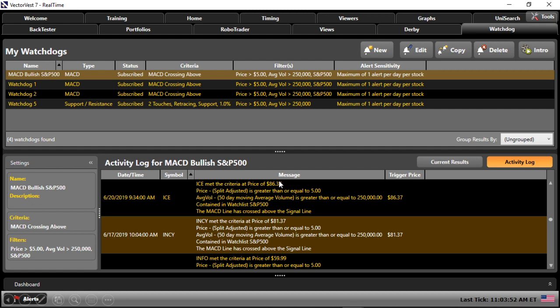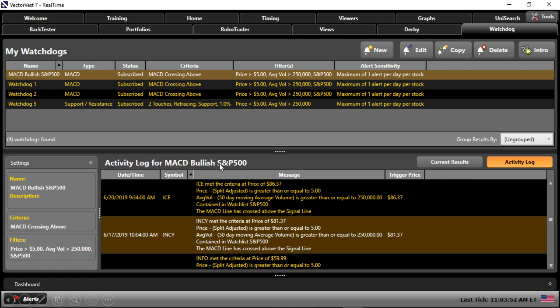It scans the database for you. Now, in the Unisearch tool with ProTrader, you do have to be there and click a few buttons to run the search. With the Watchdog, which is also part of the real-time program, you do not. All you do is set it up. I have some set up all the time.